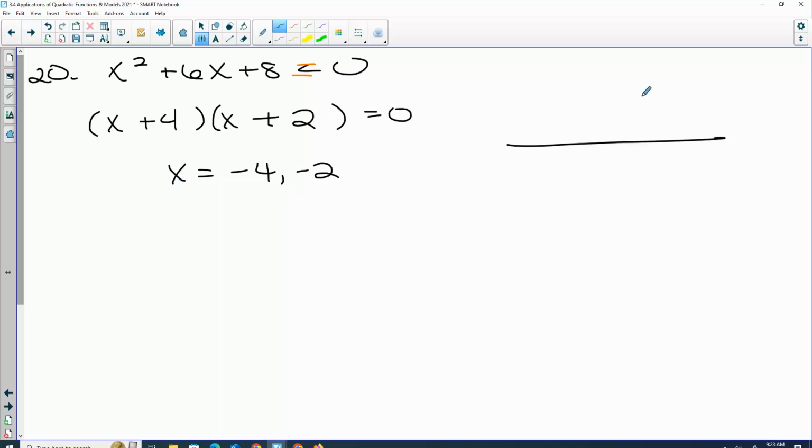What I asked you to do from there is draw a rough sketch of the graph. So you do need a picture, but it doesn't have to be perfectly accurate. Those numbers are where it hits the x-axis. What does this parabola look like? Does it open up or down?